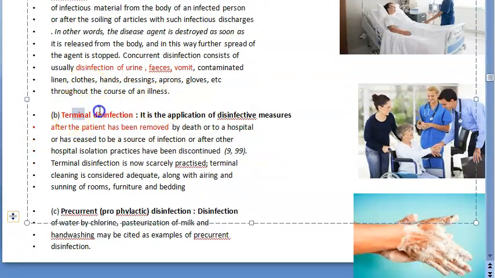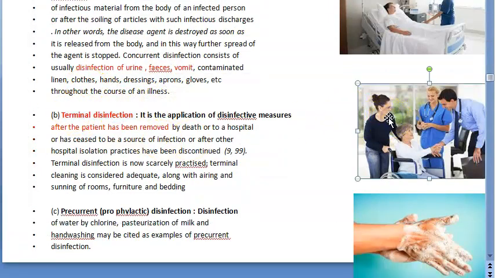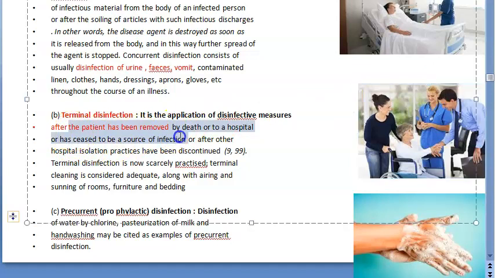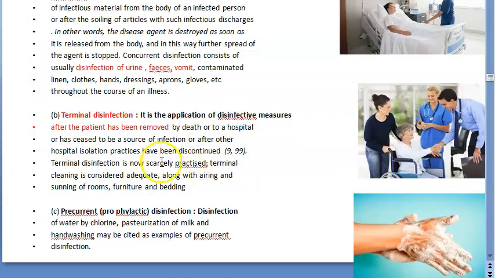Coming to terminal disinfection: once the patient leaves, is discharged, after the patient has been removed from that area, then you will disinfect. That is called terminal disinfection. But the textbook says terminal disinfection is scarcely practiced nowadays. Terminal cleaning is adequate, along with airing and sunning of rooms. They will just make sure they clean it, air it, and give some sunlight so that it will clean. They're not going to disinfect it as such.